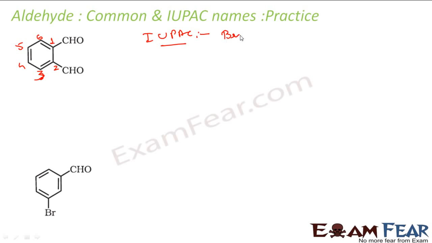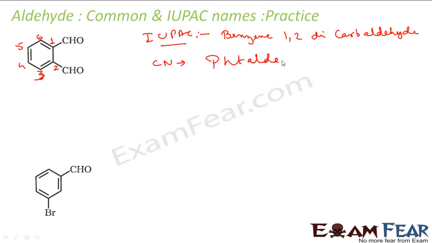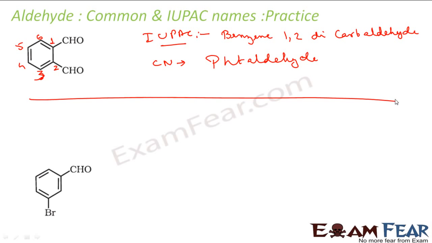So the IUPAC name will be benzene 1, 2 di, because there are 2 carbaldehydes. Why carbaldehyde? Because they are 2 carbaldehydes. So it's benzene 1,2-dicarbaldehyde. If you want to write the common name, common name again is something a little weird. This is phthalaldehyde. Let's remember this common name.